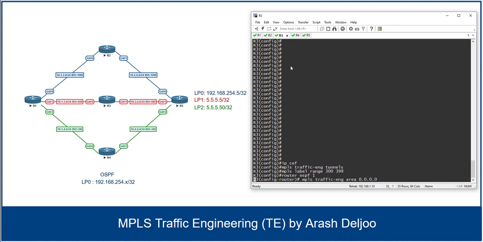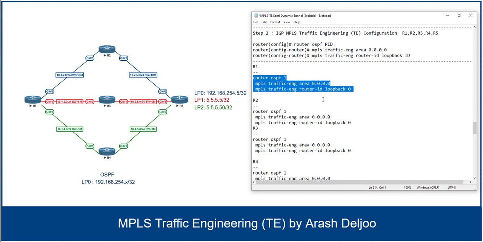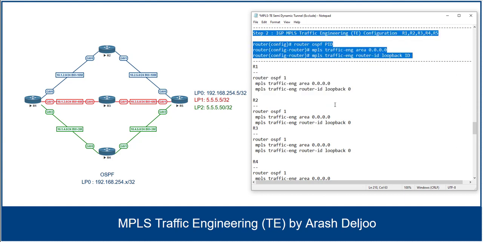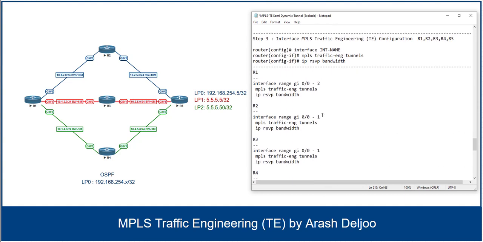Router 2, router 3, router 4, and router 5. And now we need to go to the next step, step 3. Step 2 is done. And step 3, interface MPLS traffic engineering configuration on all routers. Again, here we don't have any new node.